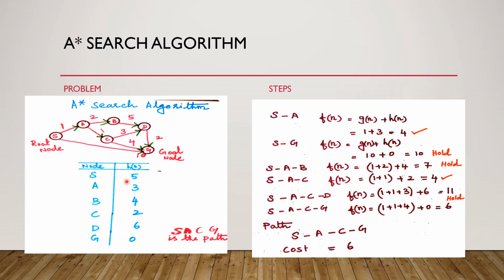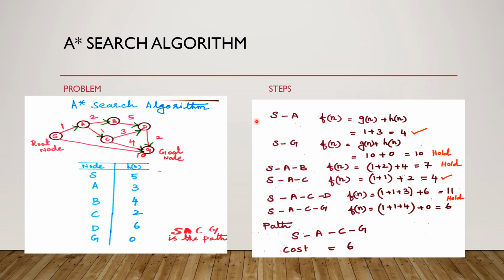For S, the h of n value is 5. For A, the h of n value is 3. For B, the h of n value is 4. For C, the h of n value is 2. For D, the h of n value is 6. For G, the h of n value is 0. From this, our aim is to get the optimal path from S to G. What are the steps to follow for finding this optimal path with the help of the A-star search algorithm? From these steps we can understand.